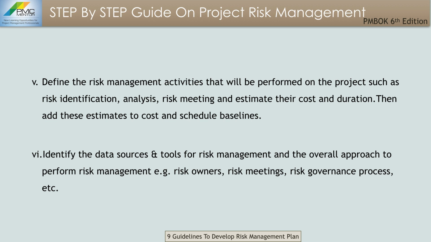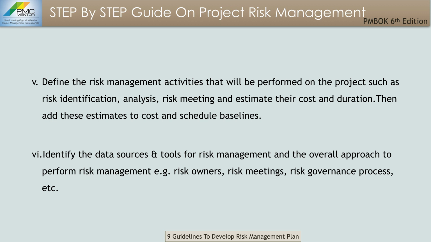The number 5 guideline to develop the project risk management plan is to define the risk management activities that will be performed on the project, such as risk identification activity, analysis, risk meeting, and estimate the cost and duration of all these activities. Then you should add these estimates to the cost and schedule baseline to reflect how much effort will be there on the project in terms of risk management.